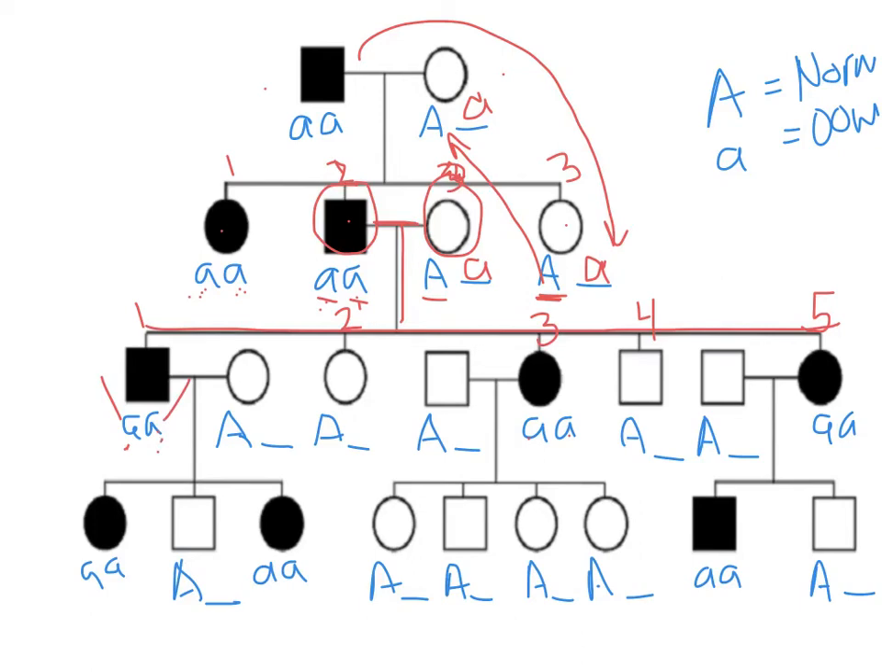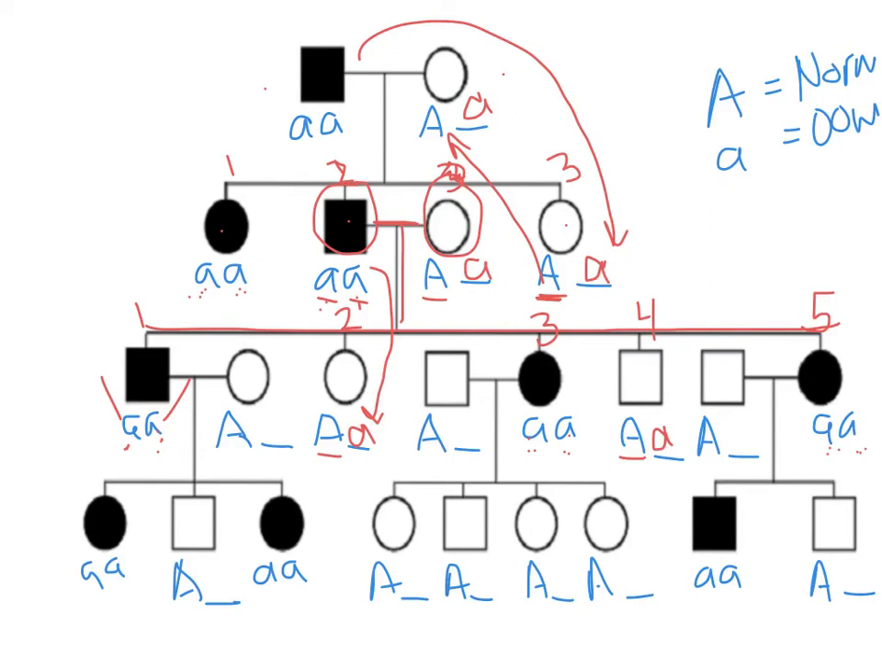Let's go to the second child. Second child, you have 1 big A, and you got to remember, dad has to give the little a. Child 3, we already know because it is an Oompa Loompa, little a, little a. Child 4 has 1 big A, that comes from mom. And remember, dad can only give little a's. And then the last daughter is an Oompa Loompa.